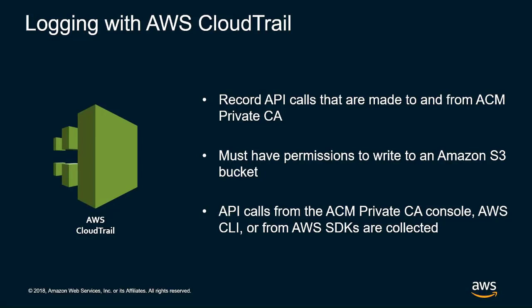ACM Private CA's APIs are logged into AWS CloudTrail, which is an AWS service that captures API calls and delivers the log files to your S3 bucket and maintains the API call history. It tells you all of the calls that you made, the requests, the IP address from which the request came, and additional information about the API calls.